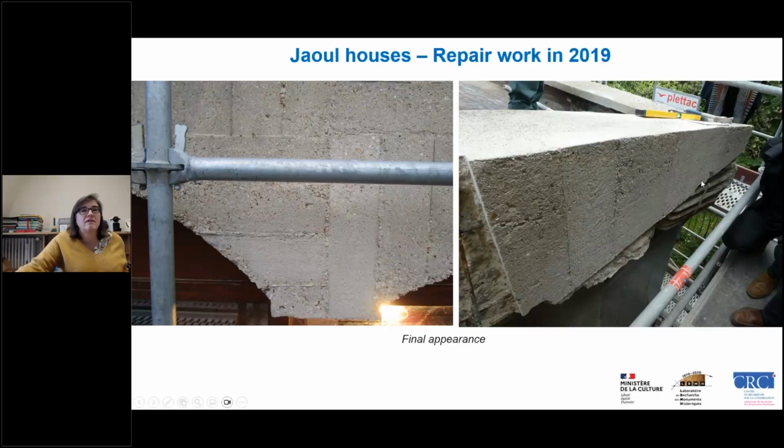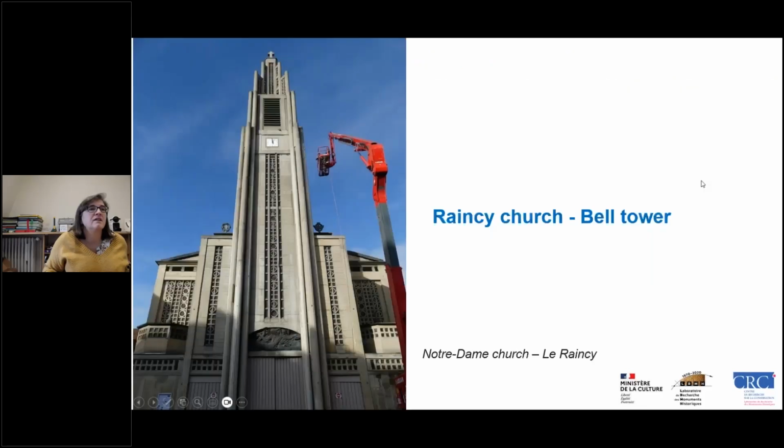Here again, the repair. Now let's move to Raincy Church and its bell tower.